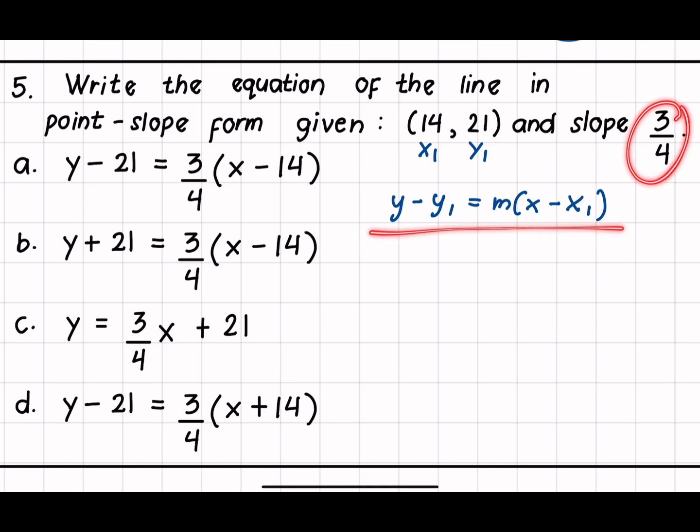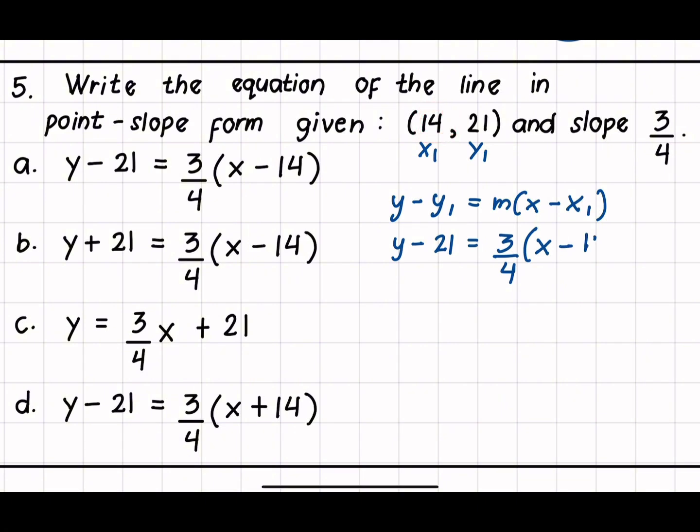So all we have to do now is to substitute these values, the given point and the given slope, to our formula. So we will have y minus y sub 1, which is 21, is equal to our slope, which is 3/4, that is our m, times x minus x sub 1, which is 14. So that is the correct answer, which is letter A. Y minus 21 is equal to 3/4 times x minus 14.